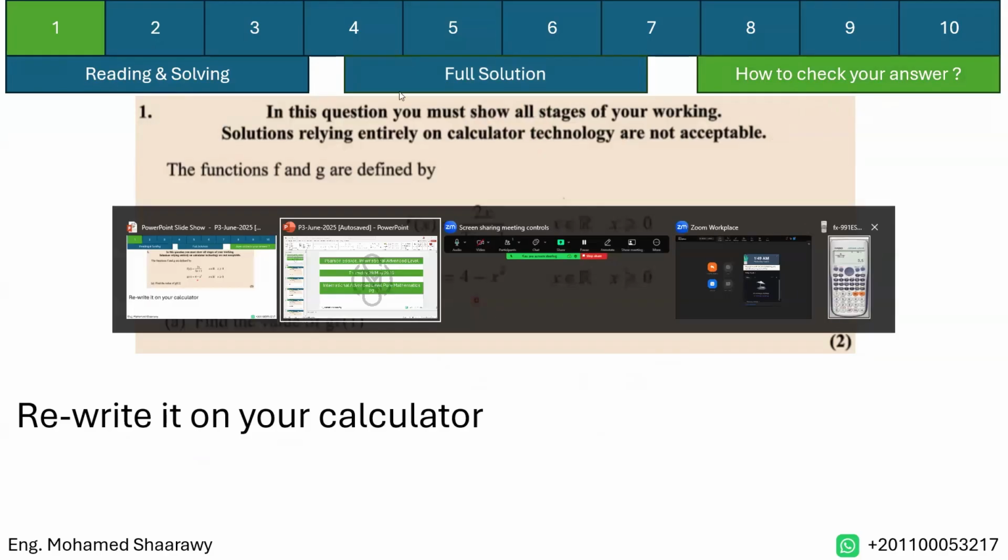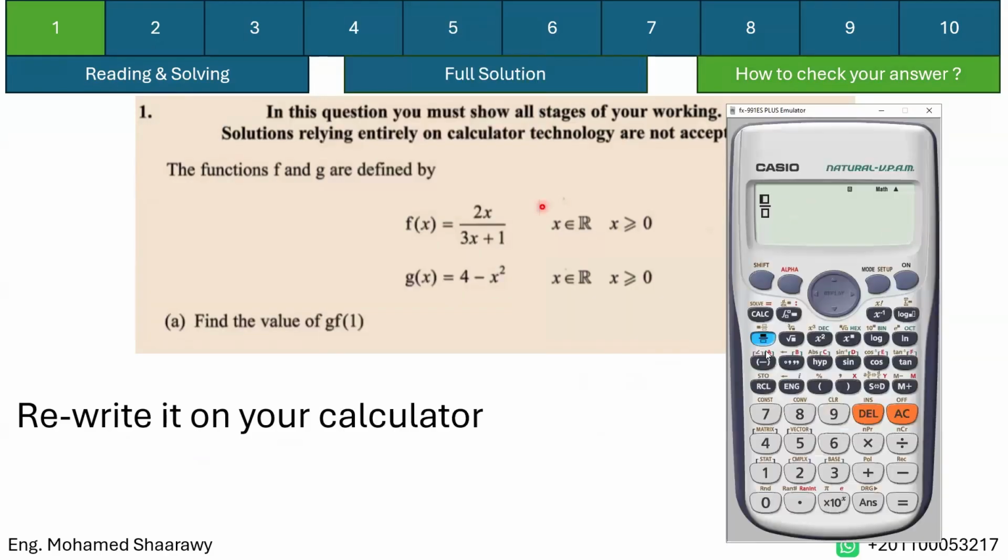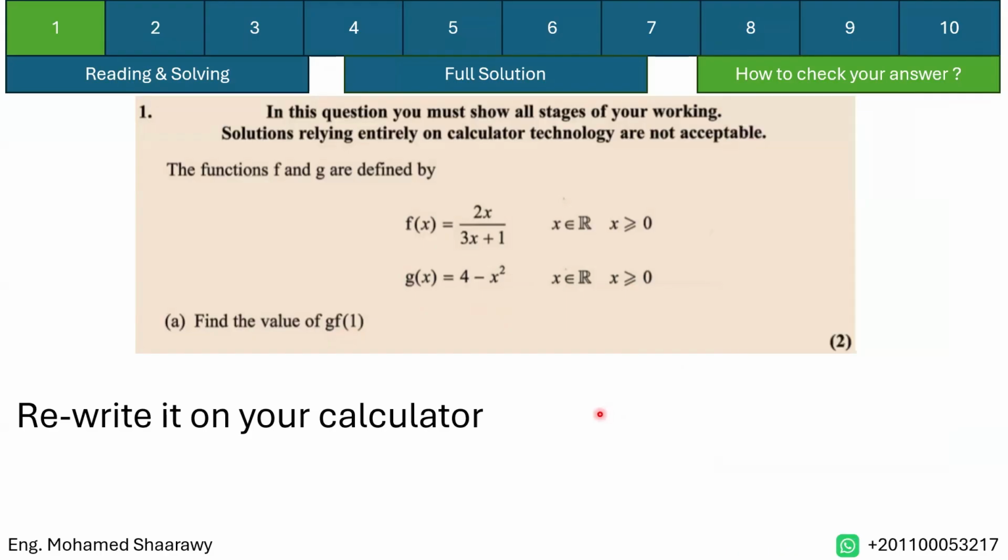We can just rewrite it. So for example, g of f of 1, we can get f of 1 using the calculator. So 2x over 3x plus 1. Let's replace x with 1. So it's half. And now we can get g of half. So it's 4 minus x squared, replacing x with half. So the answer is 15 over 4 as we got.